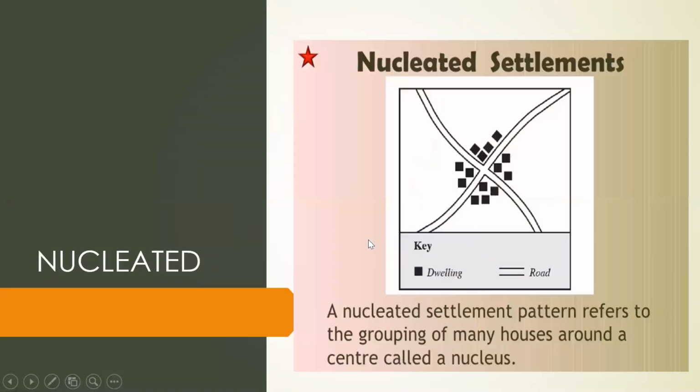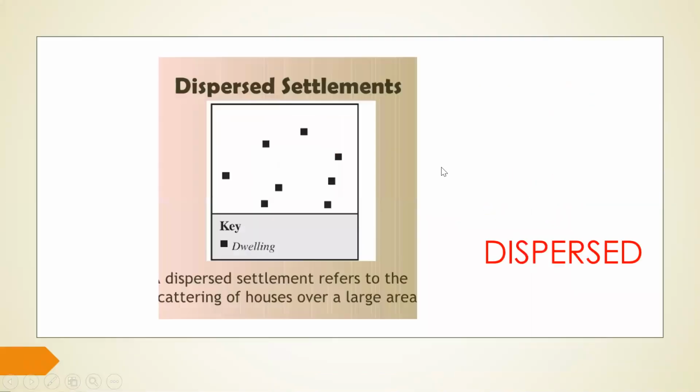First, we are going to discuss the nucleated settlements. A nucleated settlement pattern refers to the grouping of many houses around a center called a nucleus. So these very closed structures we can see in our topo sheets, very closed red squares filled with the red color. Such a type of settlement is known as what? The nucleated settlement. The second one is a dispersed settlement.